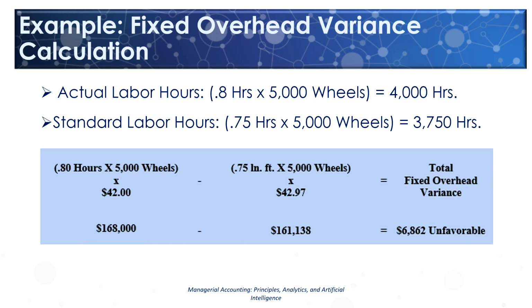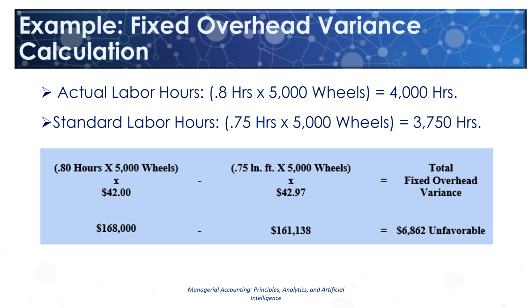Now let's compare the fixed overhead variance. On the left side, we can see that there was 0.8 hours per wheel and we produced 5,000 wheels. Our fixed overhead cost per wheel is approximately $42. On the right-hand column, our standard hours were 0.75 hours per wheel, and again we produced 5,000 wheels.